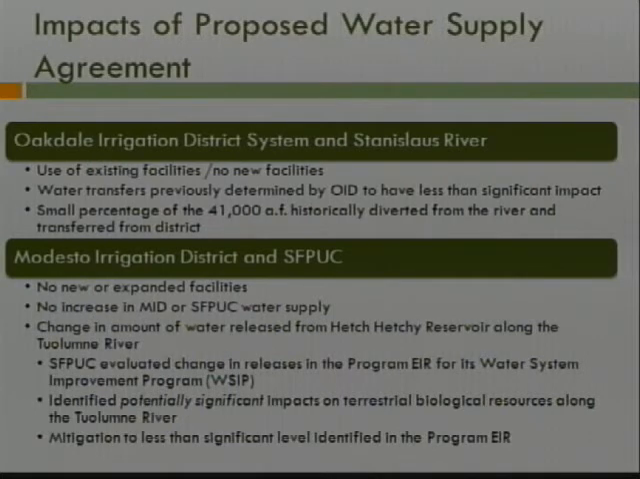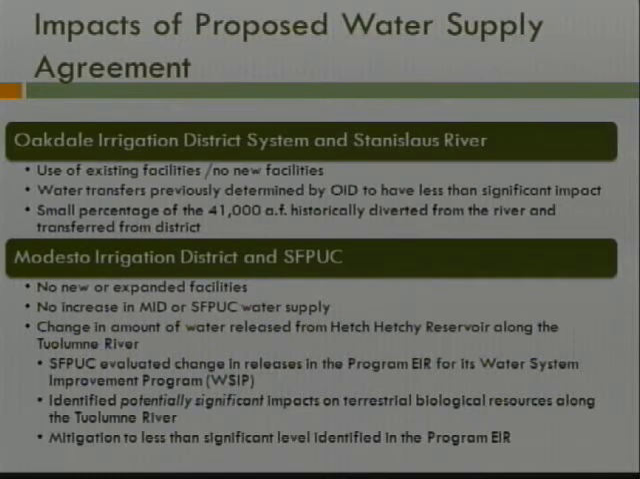Okay. What happens is the original water that Oakdale Irrigation takes out of the Stanislaus River, they transfer a water right to Modesto Irrigation District. That's why I follow that little chart, and you'll see that in the EIR. So Modesto Irrigation District then owns the water. They transfer that water to SFPUC. That water comes physically through Hetch Hetchy Reservoir on the Tuolumne River.